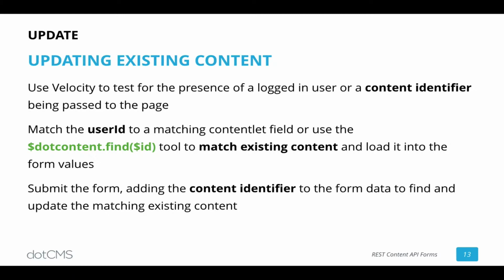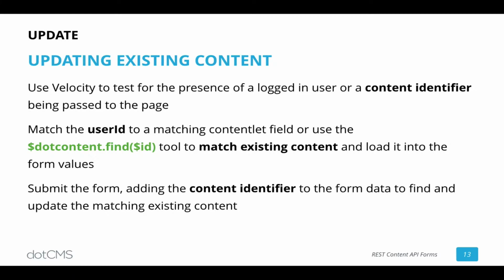Use Velocity to test for the presence of a logged-in user or a content identifier being passed to the page. Either of these two methods can be used to access existing content in the system so that it can be updated. Match the user ID to a contentlet field or use the content.find tool passing a content identifier to match existing content by identifier and load the existing content into the form fields. Submit the form, adding the content identifier to the form data to find and update the matching existing dotCMS content.